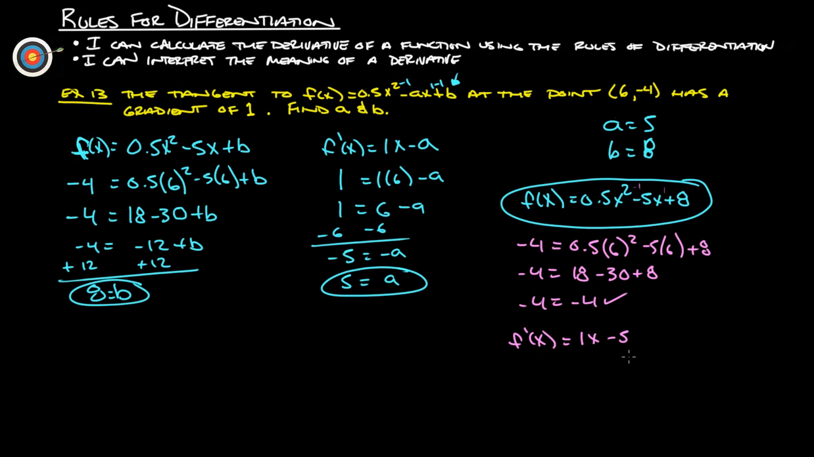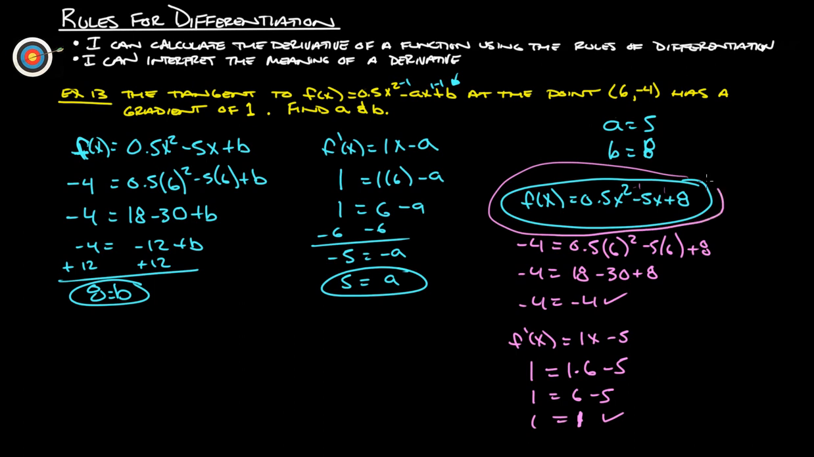Okay. Now, we know that if we plug in 6 for the x, the slope has to be 1. So now we can say 1 has to equal 1 times 6 minus 5. And guess what? We get 1 equals 6 minus 5. 1 equals 1. So those both check out, so we know we have the right answer right there.